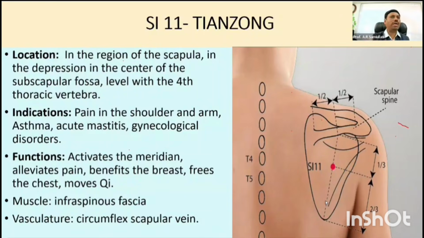The point is located where you wanted to make a triangle. Triangle you can do. So this point is SI11. This point is SI9. This point is SI10. You make it as a triangle: SI9, SI10, SI11. So these 3 points work at a triangular level, and these 3 points are also good points to treat scapular related pain.